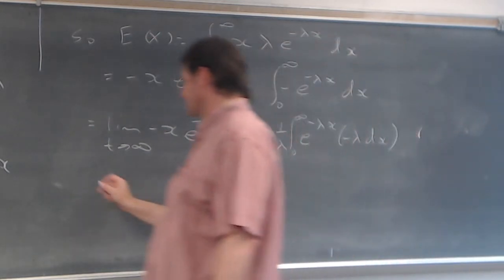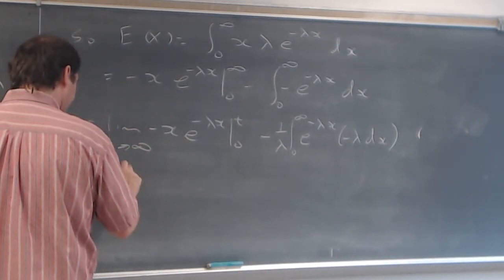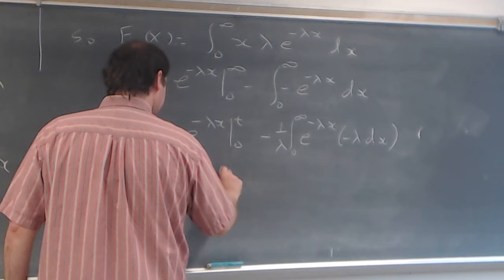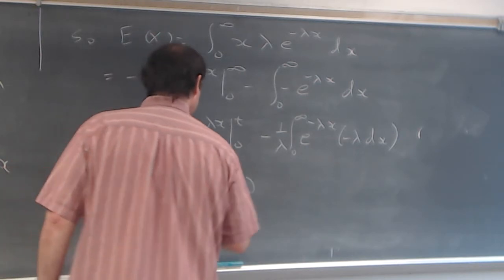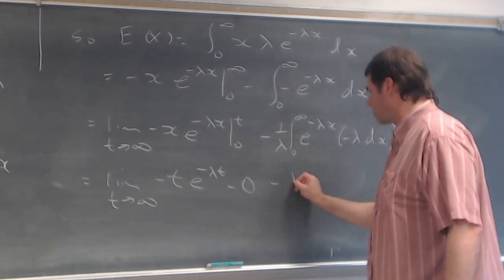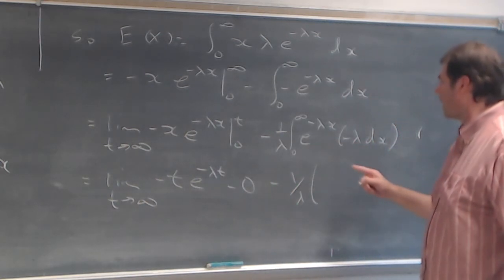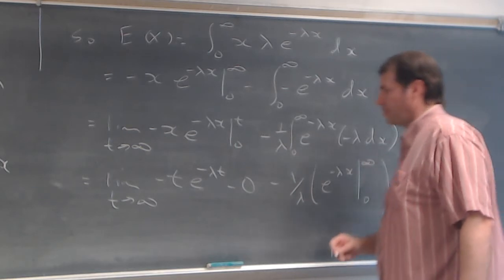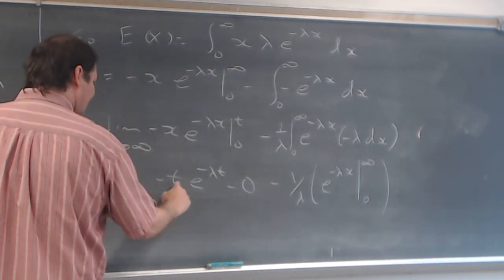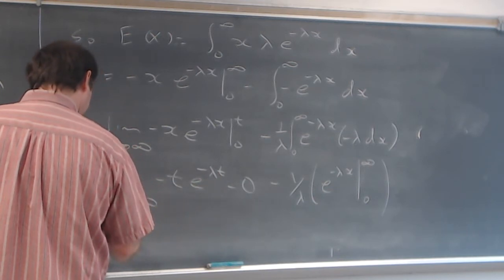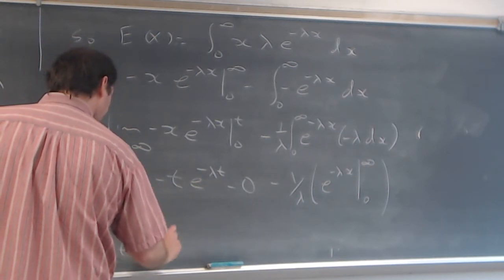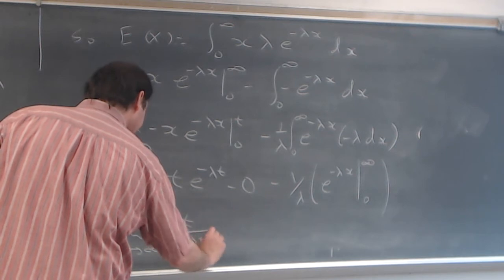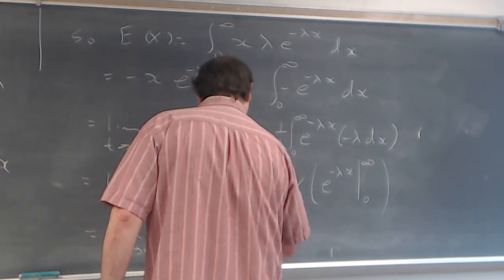Okay, here we stick in t using the fundamental theorem of calculus. We get the limit as t goes to infinity of minus t e to the minus lambda t. Then when we stick in 0, we're just going to get 0. And here, this is minus 1 over lambda times e to the minus lambda x, which we have to evaluate from 0 to infinity. This is minus infinity times 0, and so that's an indeterminate form, and we can put it in L'Hopital's rule form by saying this is minus t over e to the lambda t. Minus 0 is nothing, it's minus 1 over lambda.